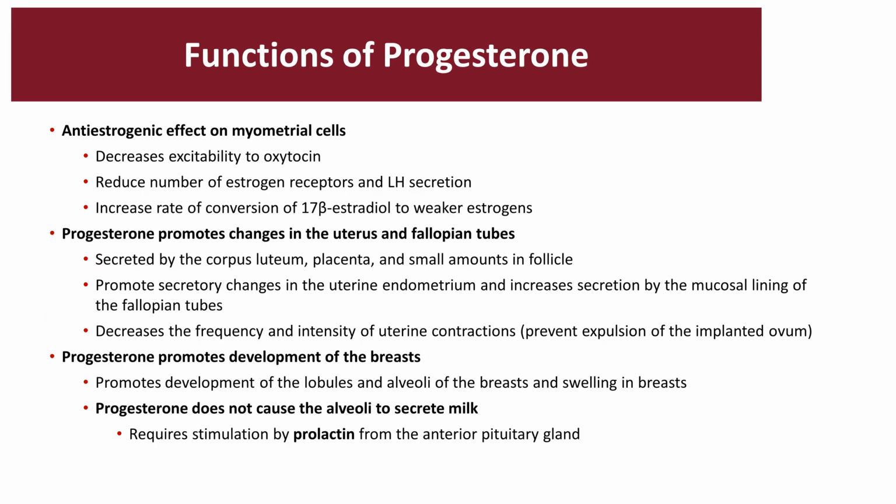Functions of progesterone. Progesterone has anti-estrogenic effects on the myometrial cell. Its main function is to decrease the excitability to a hormone called oxytocin, which triggers contraction of the uterus. It also in part reduces the number of the estrogen receptors and the LH secretions. One key function is that it increases the conversion of the 17-beta estradiol into the weaker counterparts of the estrogen, estrone and estriol. The main function is to prepare the uterus for implantation of the fertilized egg, and it makes sense because it does not want to lose the fertilized egg.